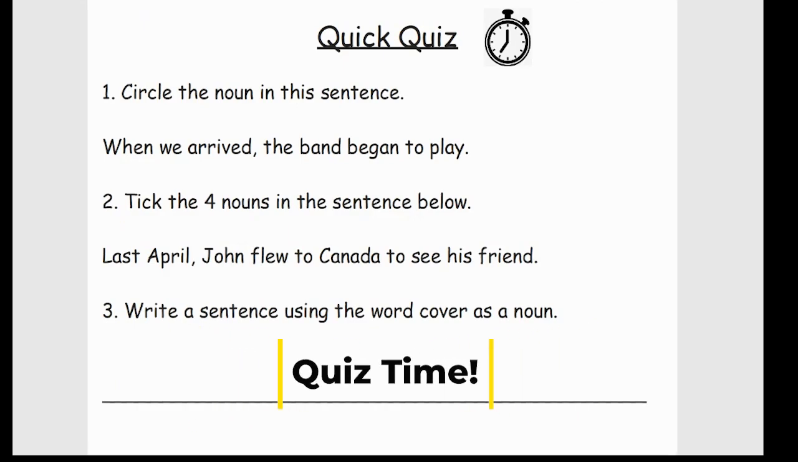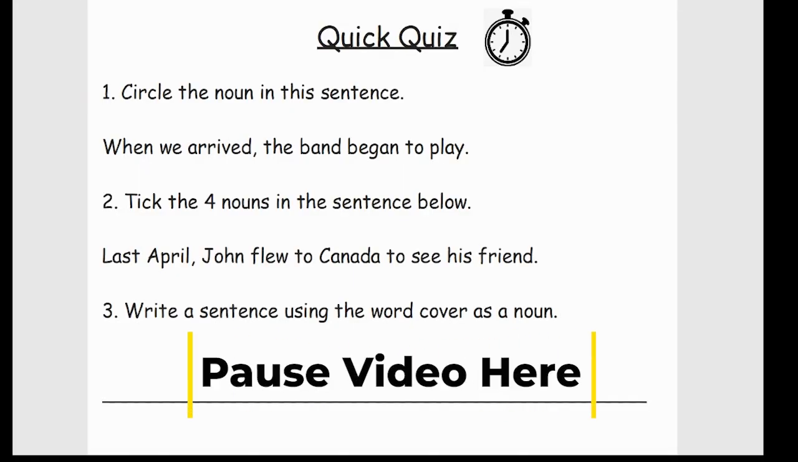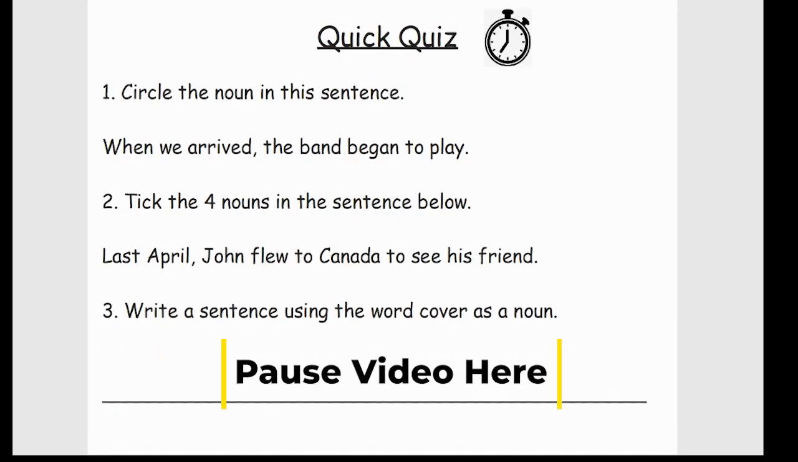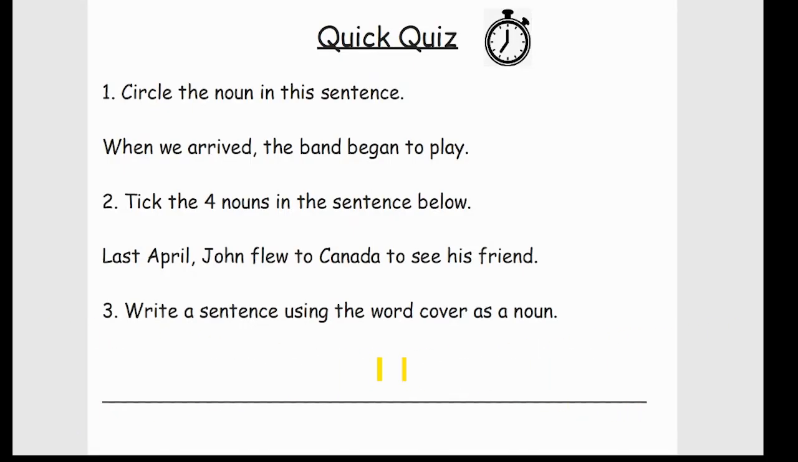Okay, so what we're going to do is each time we look at something new, we'll have a quick quiz. So if you would like to, you can pause the video here, just have a go at the quiz questions, and then I will go through the answers. So number 1, circle the noun in this sentence. When we arrived, the band began to play. Now in this sentence, I'm looking for the thing, and I'm going to circle band.